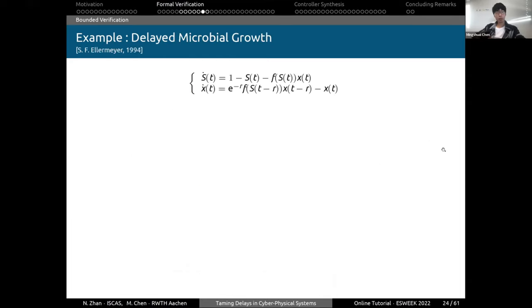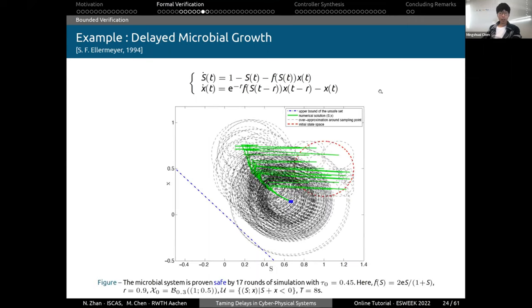Here's another example from biology, which models the growth of some bacteria. Here we have a two-dimensional system. One variable is S and the other is X. Here I give the phase plot of these two dimensions. So this is S and this is X.